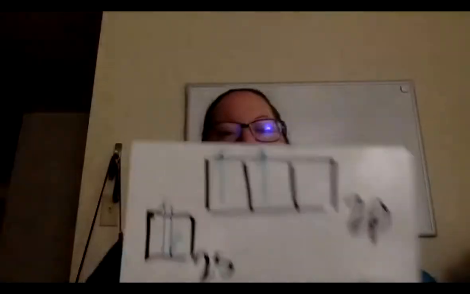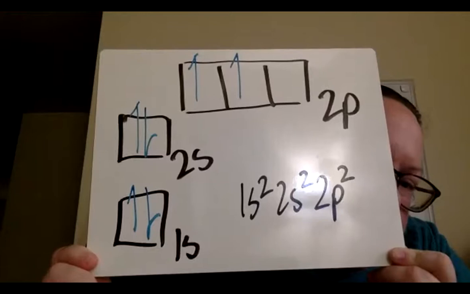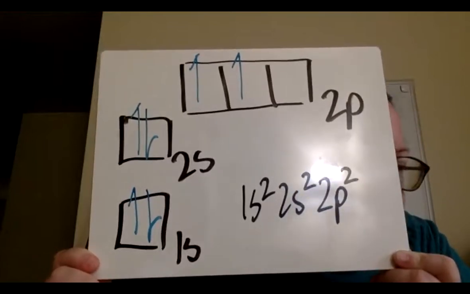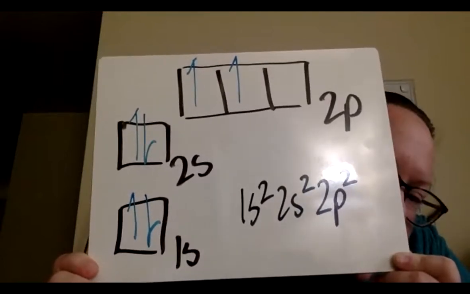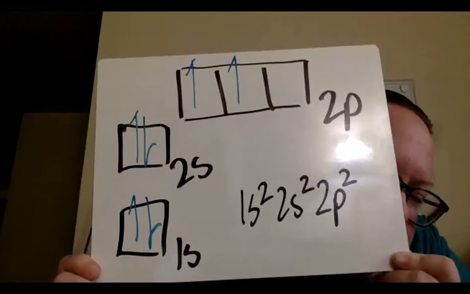So it should look like this. Its valence electrons are the 2s and the 2p, so a total of 4 valence electrons. The valence electrons are always whatever the highest number is that's to the left. Okay. Does that help? Was that your question?